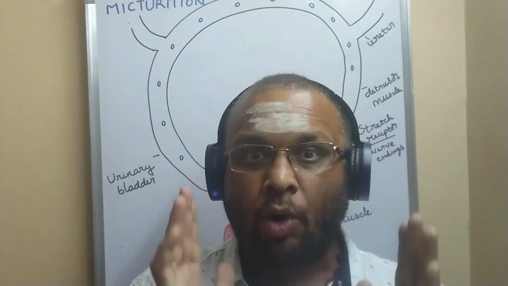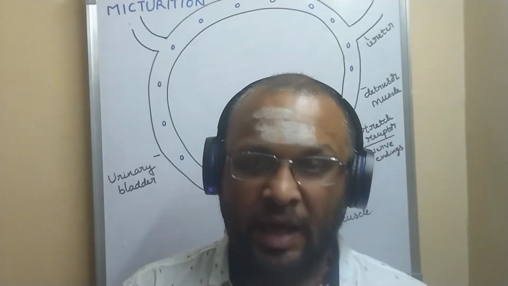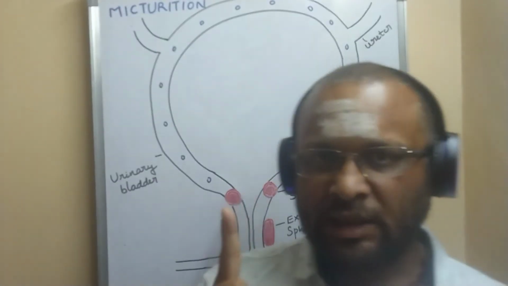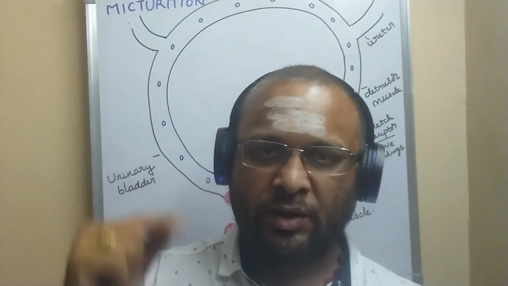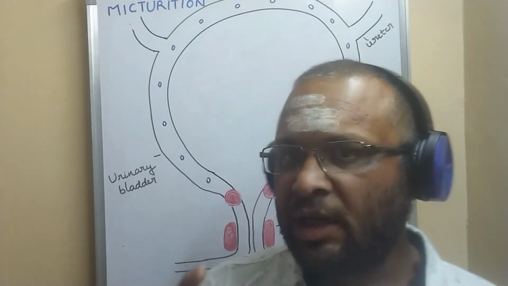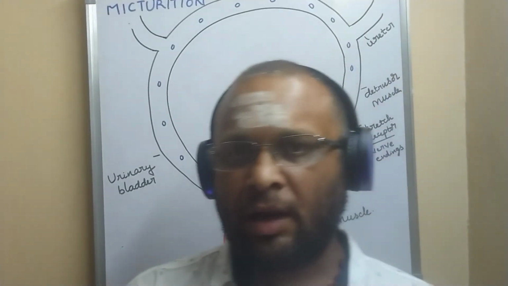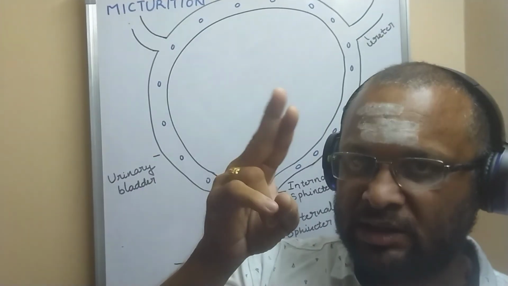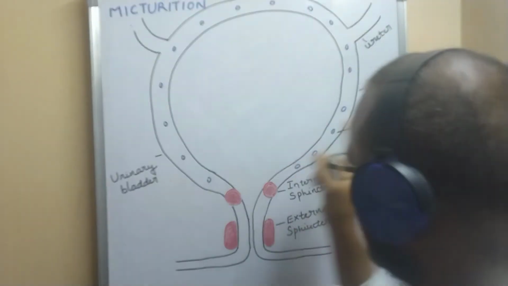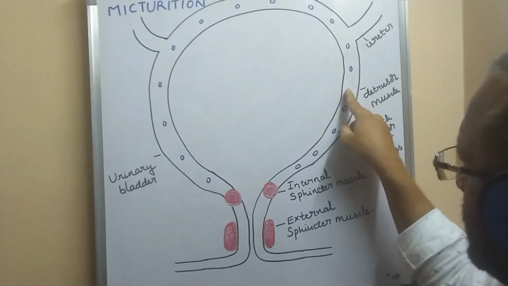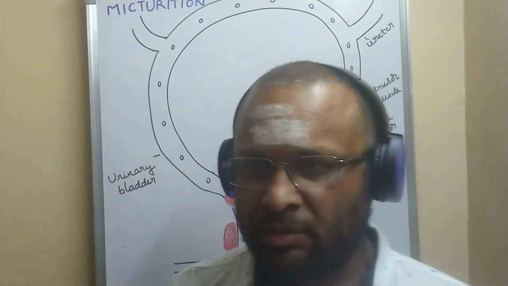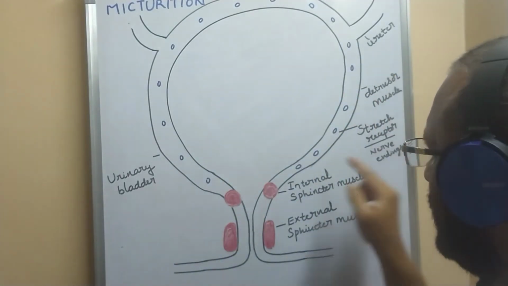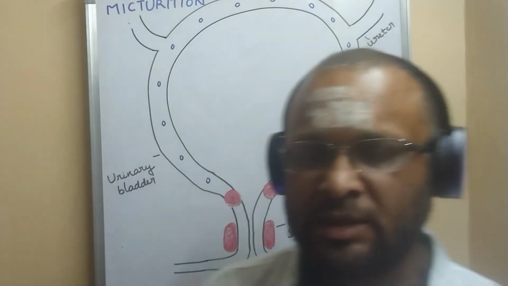The spinal cord sends three signals. One signal it will send to the brain, that the urinary bladder is filled with 300 to 400 ml of urine. The second signal it sends to the detrusor muscle, telling it to contract the urinary bladder, and the third signal it sends to the internal sphincter muscle.